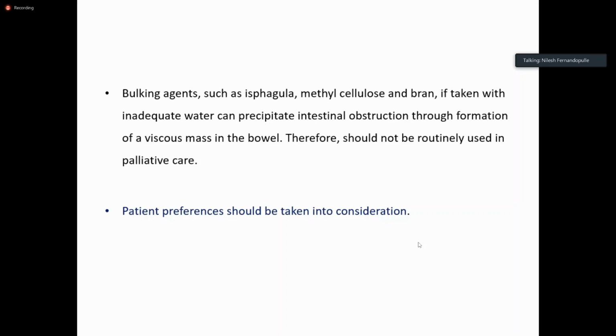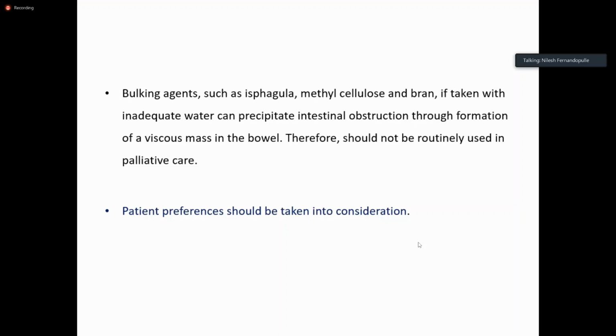What I tell patients is that the stools will become like elephant dung. It will be very fibrous, hard, big, lumpy stools. Those stools are not going to pass through the colon, especially in an inactive, bed-bound patient. So don't use bulking agents in bed-bound, immobile palliative care patients, because it's likely bound to make it worse.